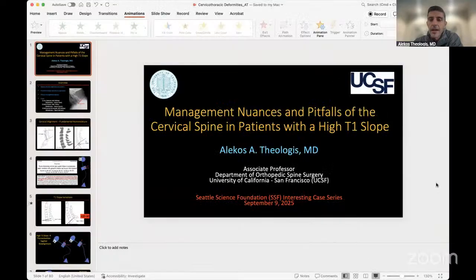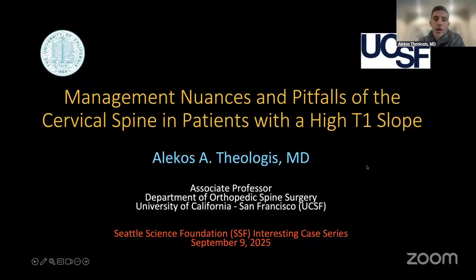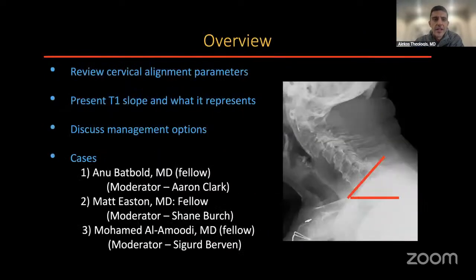And tonight's topic is management nuances and pitfalls of the cervical spine in patients with a high T1 slope. Somewhat of a niche topic, but hopefully by focusing it, we'll be able to talk about a lot of golden nuggets. So, general overview of the talk tonight: we'll review some major important cervical alignment parameters. We'll present what the T1 slope is as part of that discussion, and more importantly, what it represents.